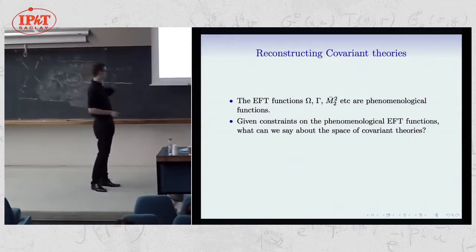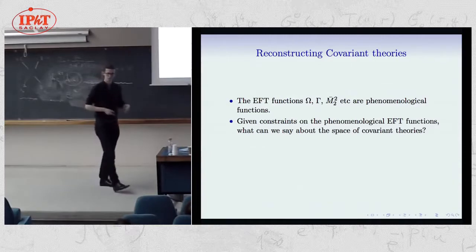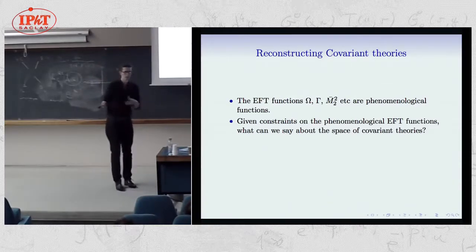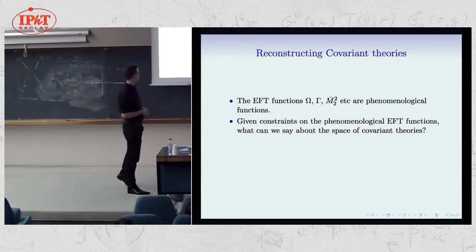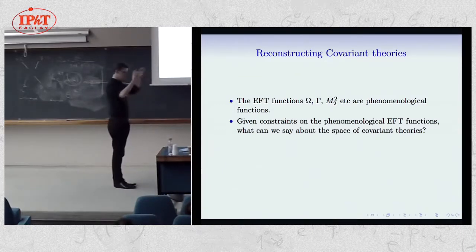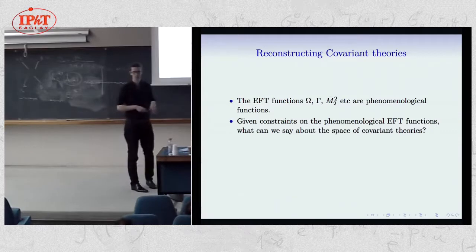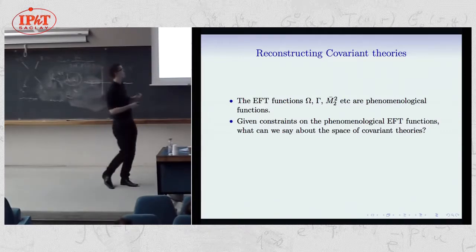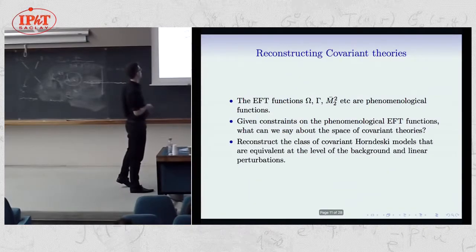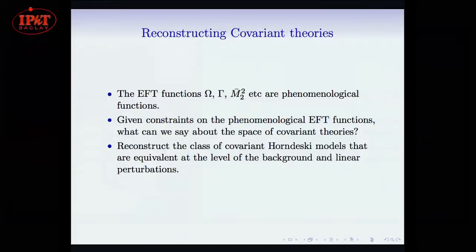Normally you start from a particular covariant theory, compute the alphas associated with that covariant theory, and then plug it into hi_class or something to see what it does to the power spectrum. But is it possible to go from the EFT space back onto the space of manifestly covariant theories? So this is what we've been working on. We can basically reconstruct the class of covariant Horndeski models.